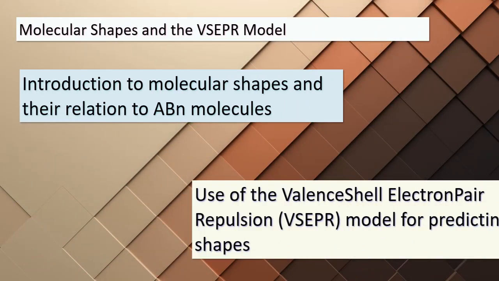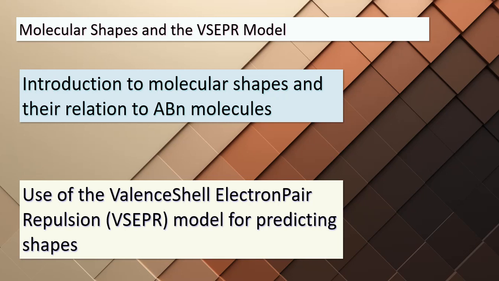Hello, dear students. Today, we're delving into the intriguing realm of molecular shapes and the remarkable valence shell electron pair repulsion, or VSEPR, model. You might be wondering why most ABN molecules have shapes that resemble the ones depicted in Figure 9.3. Well, worry not, because we're about to unravel this mystery.